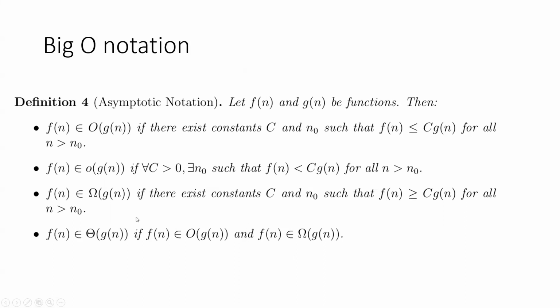And when I say omega, this big omega means the lower bound. So there exists a constant C and n0 such that f(n) is greater than C times g(n) for n greater than n0. And there's theta. Theta means big O and big omega together, basically that f(n) is upper bounded by g(n) and also lower bounded by g(n). So their scaling is the same up to a non-zero constant.